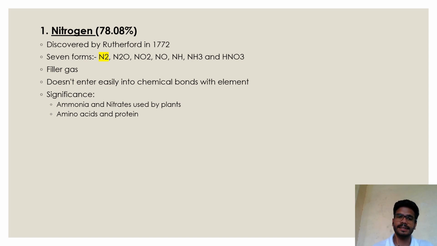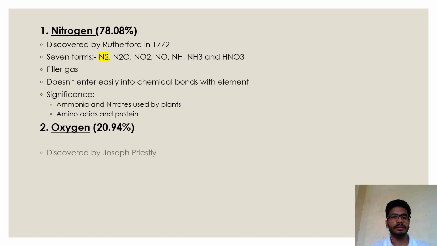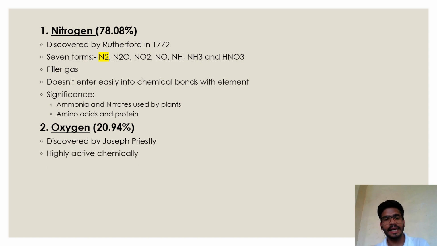Now talking about the next gas. So the second one would be oxygen. Oxygen comprises 21% of the atmosphere, or basically 1/5 of the dry air is composed of oxygen. It was discovered by Joseph Priestley. It is a highly active gas. It is responsible for combustion. So any element when it reacts with oxygen is oxidized, or when oxygen is removed from it, it would be reduced. And it is a chemically highly active gas. It readily combines with other elements.